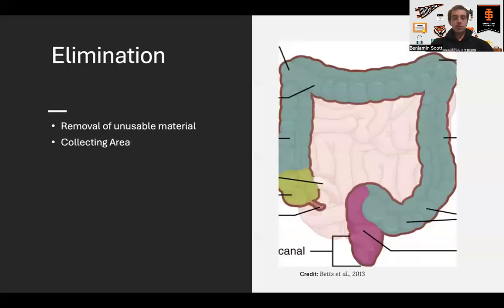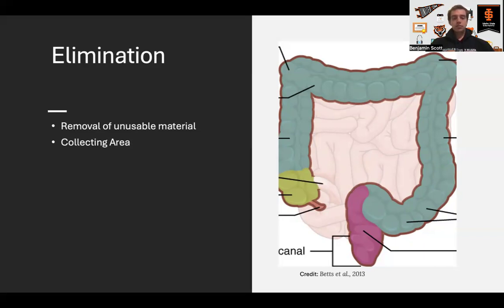Okay, the last part is elimination. That's the removal of unusable material. When we're digesting things, there are certain foods that we can't break down. Fiber is a prime example of this. Fiber helps move things along in the digestive process. It's super good for you and super helpful, but we can't break it down. Our bodies aren't designed to do that.